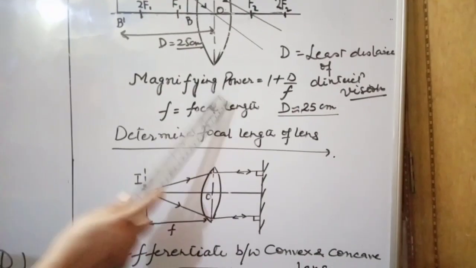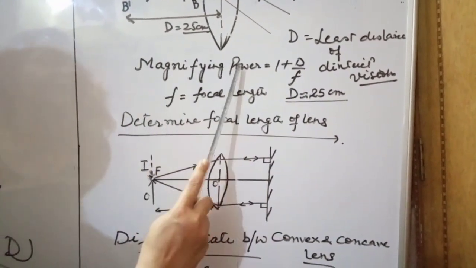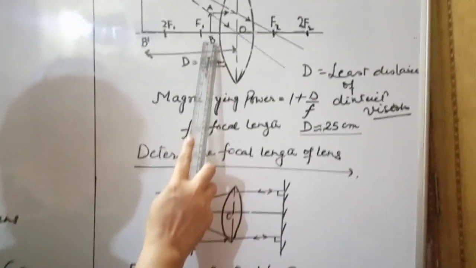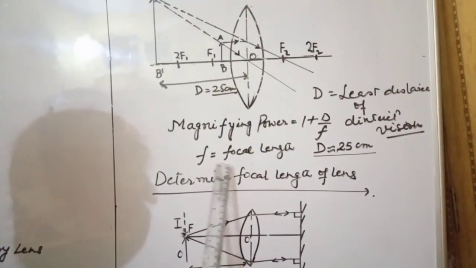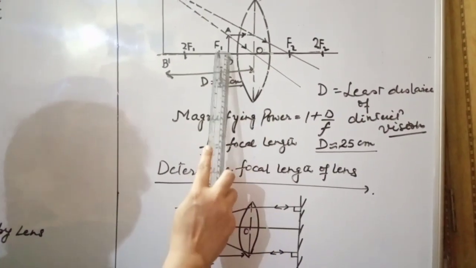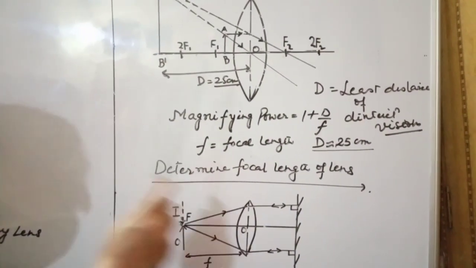So again, concentrate on this formula: 1 plus D upon F. So magnifying power is inversely proportional to the focal length. If the focal length is less, the magnifying power will be more. If the focal length is more, the magnifying power will be less. So how can you increase the focal length? By increasing the thickness of the lens.